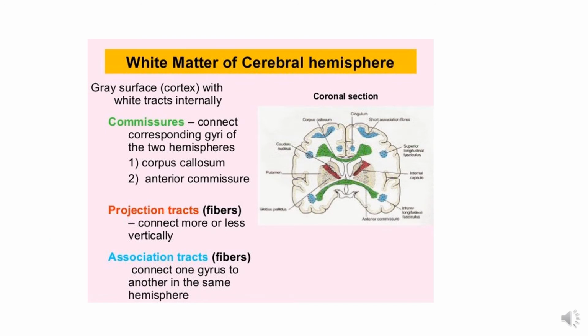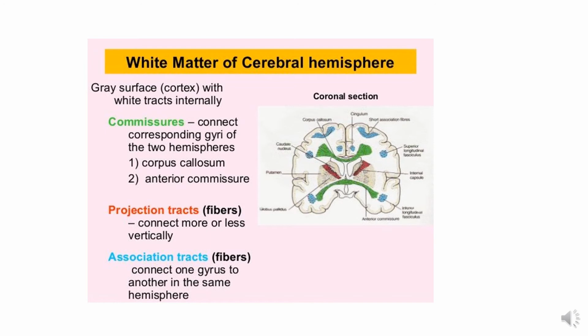White matter of the cerebral hemisphere. Now, as you know, the surface of the cerebral cortex is composed of gray matter, and within the cerebrum, the lobes are connected by masses of nerve fibers or the tracts which make up the white matter of the brain. Now, this white matter connects the various parts of the cerebrum to the lower brain centers and the spinal cord.